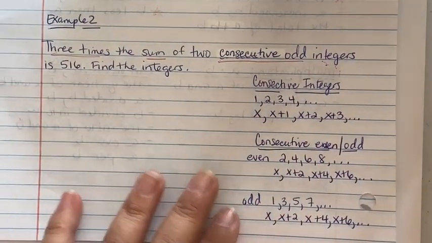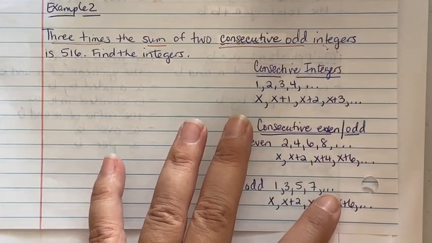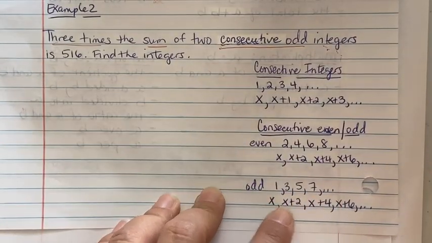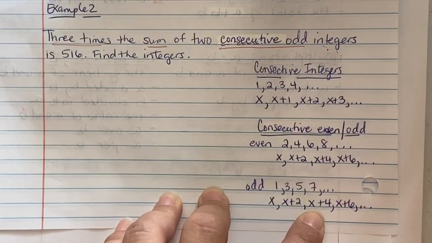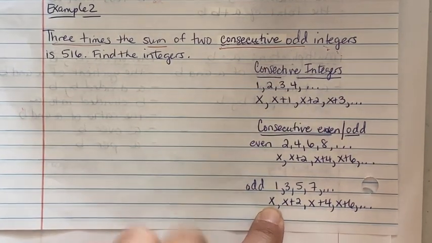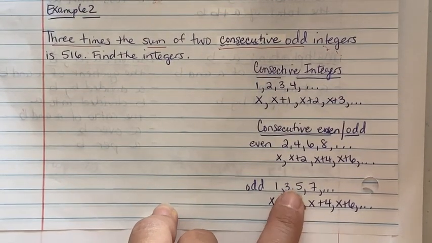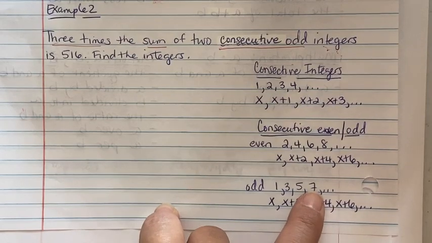If I am odd, 1, 3, 5, 7, etc. The first term is x. The second term is x plus 2. The third term is x plus 4. The fourth term is x plus 6. So the first number was 1. Then 1 plus 2 is a 3. 1 plus 4 is a 5. 1 plus 6 is a 7.